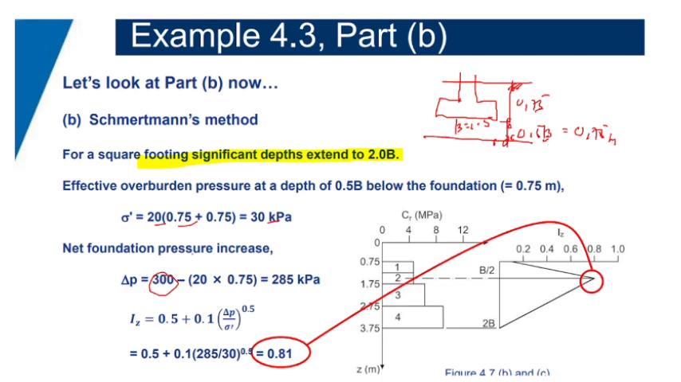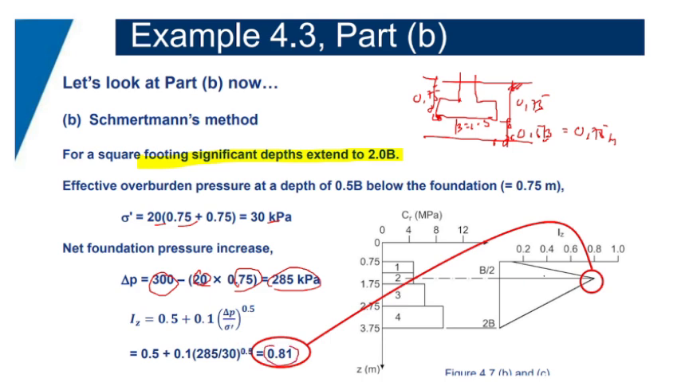Now the net foundation pressure increase includes the pressure on the soil coming from the load of the building, which is 300 kilopascal at this point, which is 0.75 meters from the ground. You're going to deduct the weight of the soil, the unit weight, which is 20, multiplied by this height, which is 0.75. This 0.75 is the depth of the bottom of the foundation. So that gives you 285. Substituting it in this formula, you'll have 0.81.